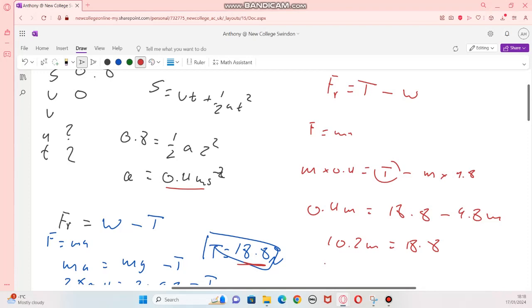And we get M is equal to 1.84 kilograms, roughly. You'll get 1.843, but just in 2 decimal places, it makes it easier. That's the answer for that question.